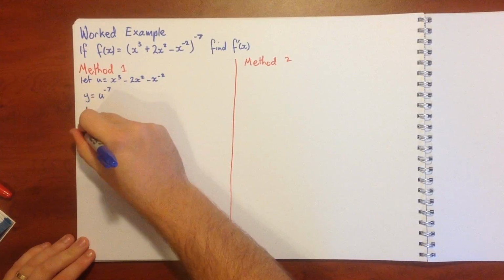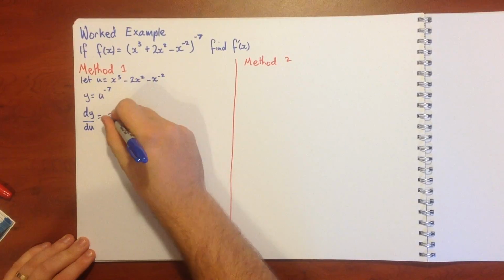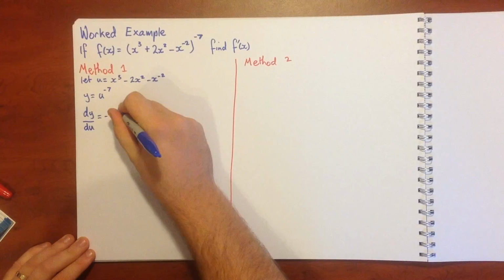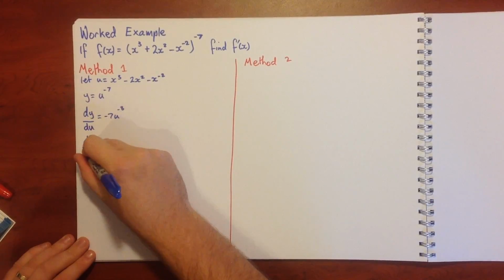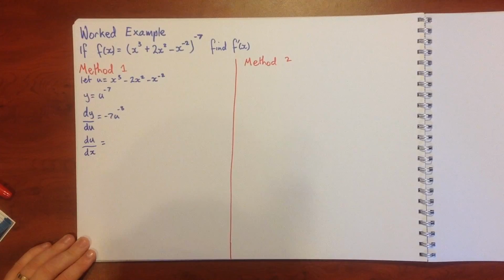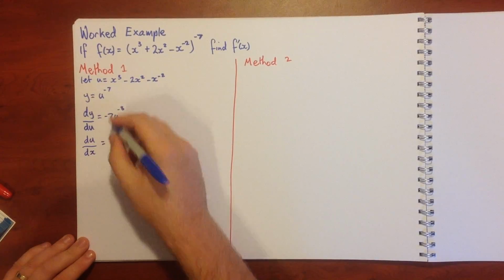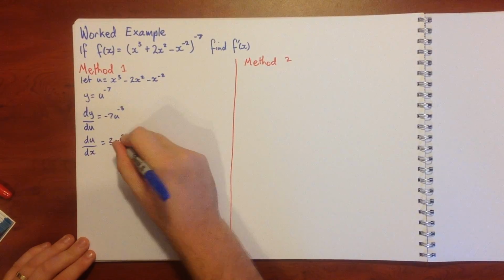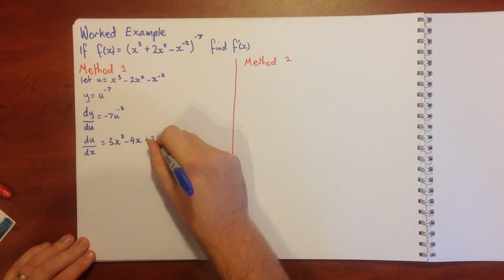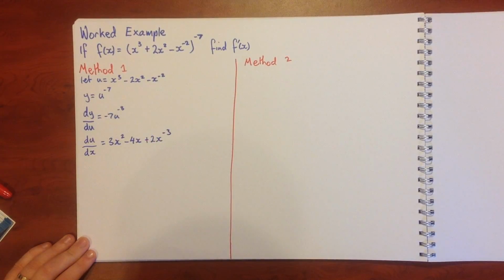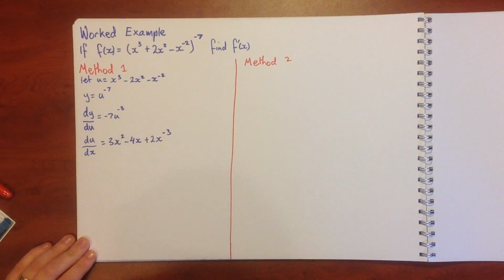Now we find our derivative of y with respect to u, dy du. Remember, original power comes down the front, so it's negative 7 u, take away 1, makes it to the power of negative 8. We also need to find du dx, the derivative of u with respect to x. Again, we bring our power down the front, so we get 3x squared plus 4x, plus 2x to the negative 3. Because we bring our old power down, the double negative gives us a positive, and subtracting one gives us negative 3.